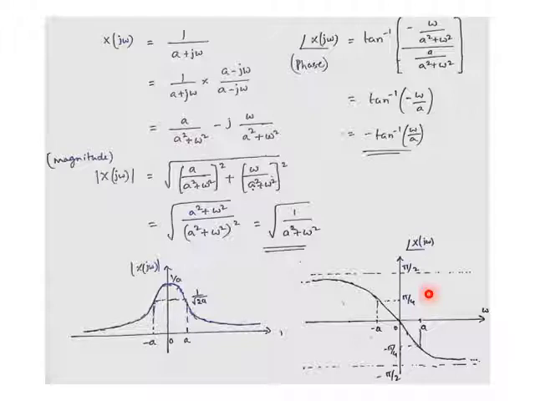So this is how very simply we can calculate the Fourier transform of a given signal x of t, which is equal to e to the power minus at into u of t, where a is greater than 0.